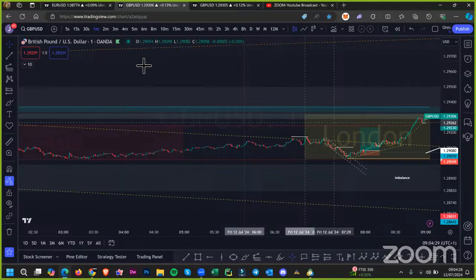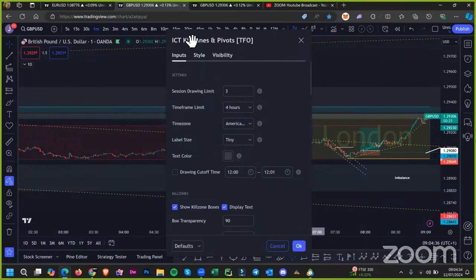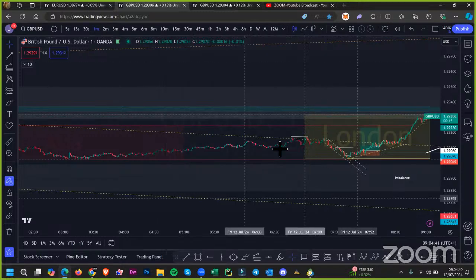So remember, the indicator is called ICT kill zones. If you want to see what it's called here, I'll take a screenshot. That's it here: ICT kill zones and pivots. But ultimately, you're able to draw your own lines in.